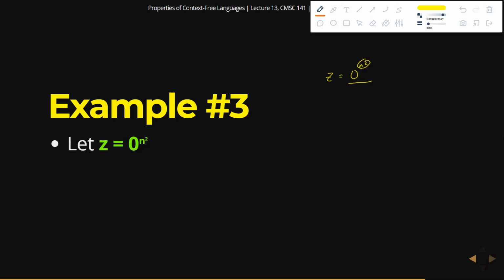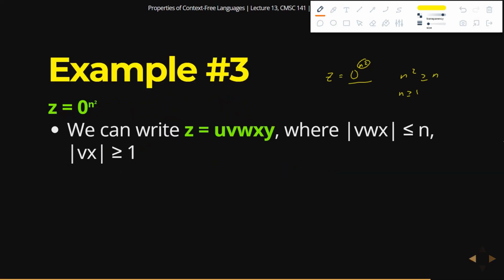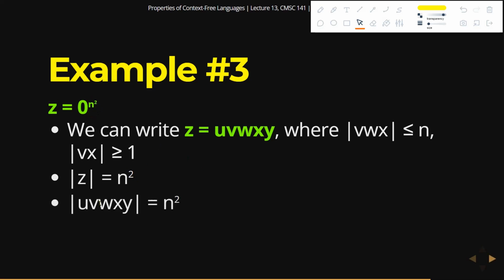The number of zeros is a perfect square, and the length is greater than or equal to n because n squared is greater than or equal to n for n greater than or equal to 1. So what will happen? We can write z as uvwxy, where the two conditions are met. We know that the length of z is n squared because we have n squared zeros. And the length of uvwxy is also n squared because uvwxy is just z.